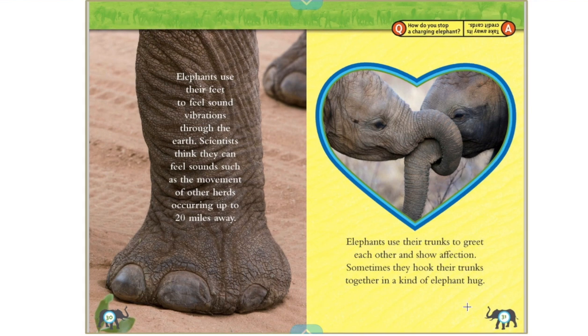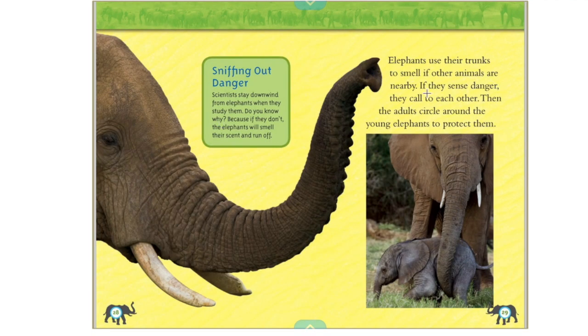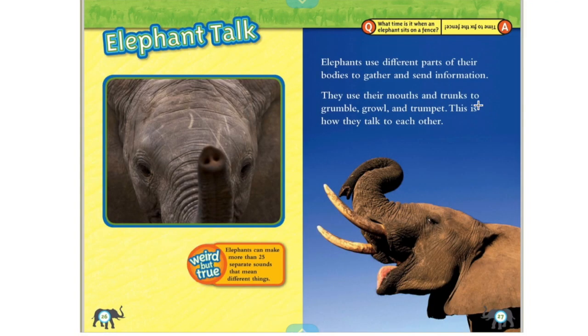Okay, rock stars, so we learned all about elephant talk. We learned how they show affection, how they use their feet to feel sound vibrations, how they sense danger, and how they have to call out to each other. And then also how they use their bodies to gather and send information, and then the sounds that they make to communicate. Did you predict that we would learn any of these things? Hopefully you did, because all of this information that we learned had everything to do with elephant talk.